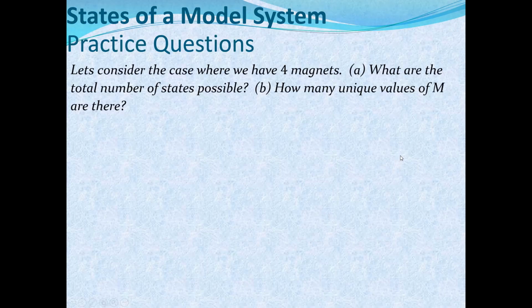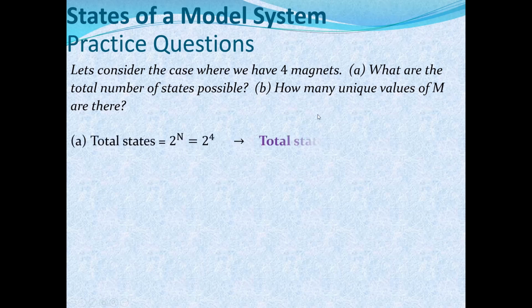All right, so what I want you to do is pause this video and work on this question real quick, trying to use what we just learned before, and we'll go over it in a second. All right, so they want us to consider having 4 magnets. They want us to pretty much do what we just did before. First, figure out the total number of states, and then find how many unique values of m there are.